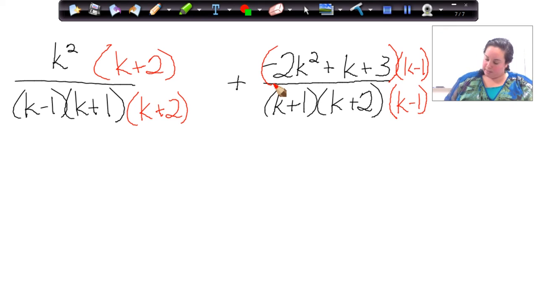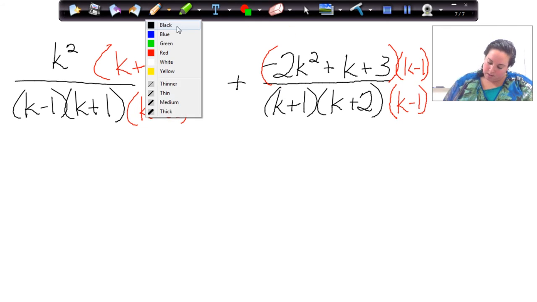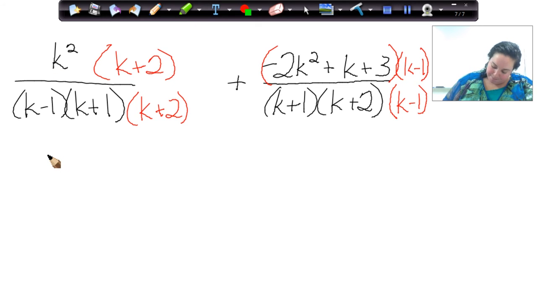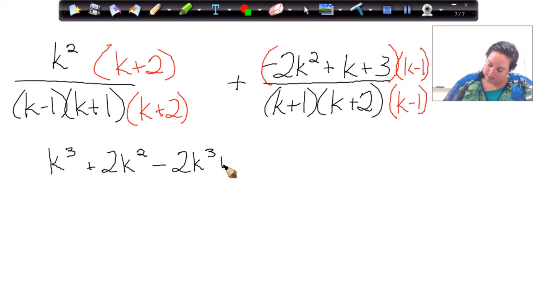All right, so let's look at our new numerator. We have k squared times k, so that is k cubed, and then plus 2k squared. Over here we have negative 2k cubed, and then plus k squared plus 3k, and then plus 2k squared minus k minus 3.